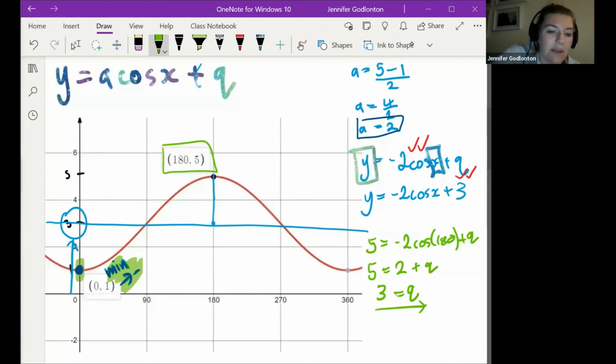So a is going to be negative if our graph is starting at our minimum. If our graph is starting at our maximum, so if our maximum was up here and that's where I was starting, then it would be a positive. But if it's starting at its minimum, then it's going to be a negative.